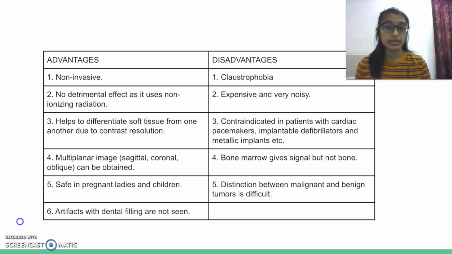It is contraindicated in patients with cardiac pacemakers, implantable defibrillators, and metallic implants, as MRI uses a very strong magnetic force, so it can cause injury if you are having any metallic implants. Next, bone marrow gives signal but not bone. And lastly, distinction between malignant and benign tumors is difficult.